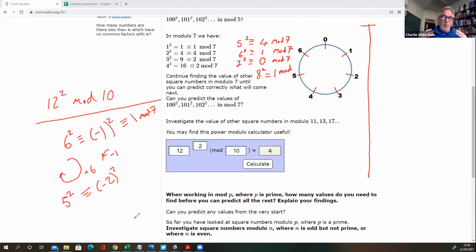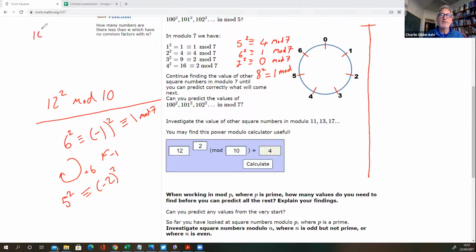And whenever we work in an odd modulo, students might start noticing that, and all of a sudden be able to work out things like 101 squared in mod 7, predict what it is, and then use the power modulo calculator. So if I'm trying to do, can I predict 101 squared?